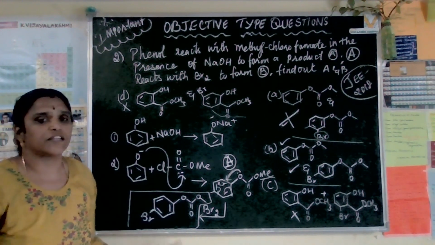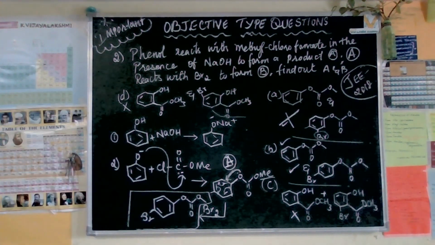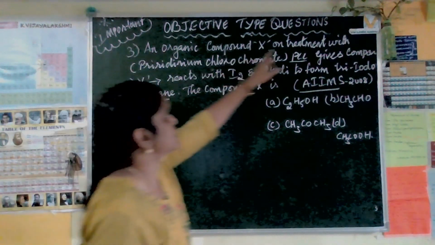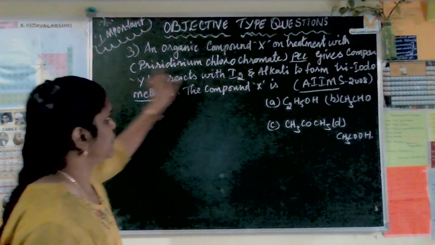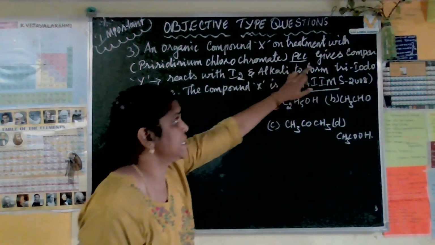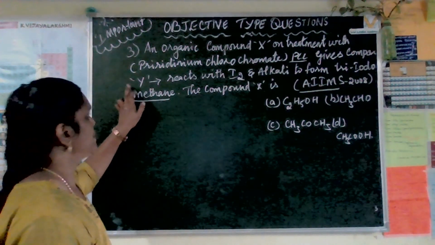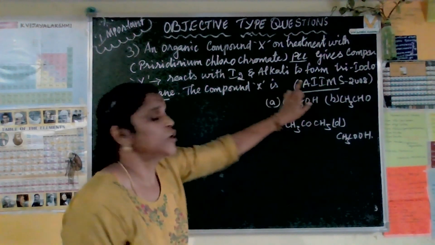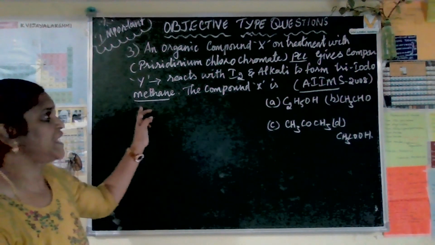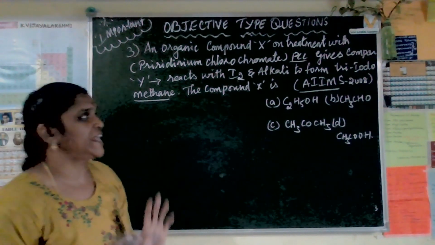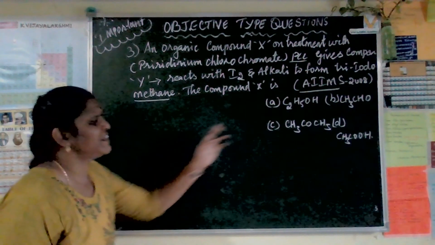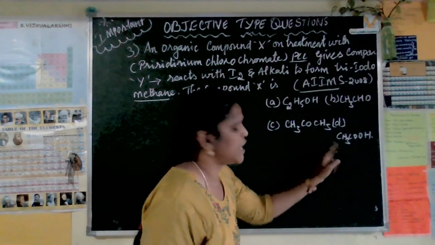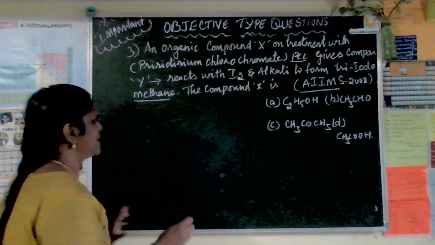Now let us go for the next question. The next one is a more important question. An organic compound X on treatment with pyridinium chlorochromate, PCC, gives a compound Y. That Y reacts with iodine along with alkali sodium hydroxide to form triiodomethane. We have to identify the compounds X and Y, and they have given the options ethyl alcohol, acetaldehyde, acetone and acetic acid. Yes, let us go for that.